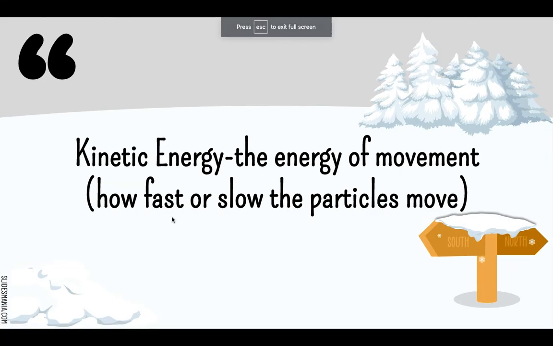So just a reminder, you learned about this last year, that kinetic energy is the energy of movement, or how fast or slow particles move. We would say that those particles have kinetic energy. So if they have fast movement, they would have a lot of kinetic energy. If they are slower moving, they would have less kinetic energy. So, based on this reminder of what kinetic energy is, there are 2 questions about the simulation you just watched. Answer the 2 questions about the simulation of the different temperature particles.